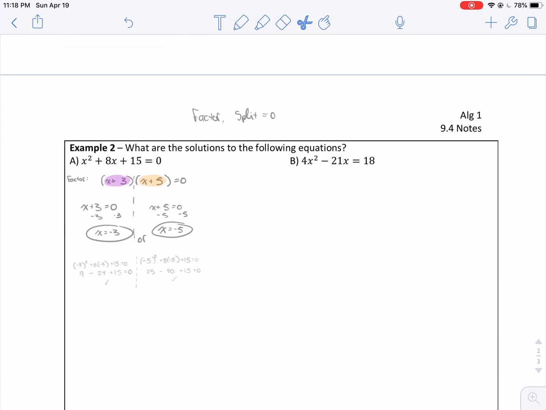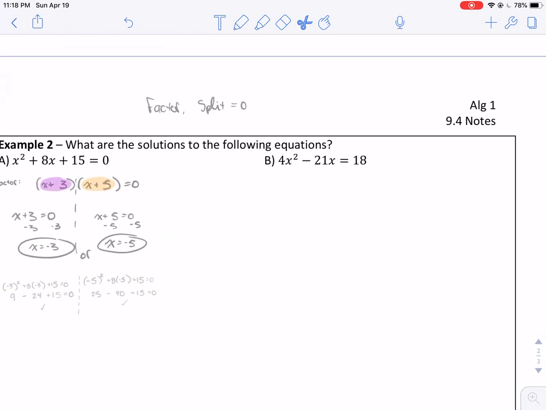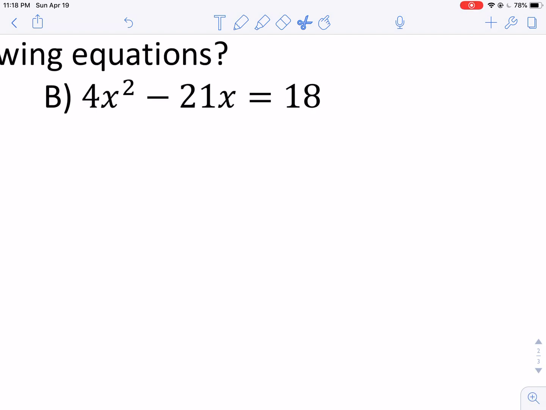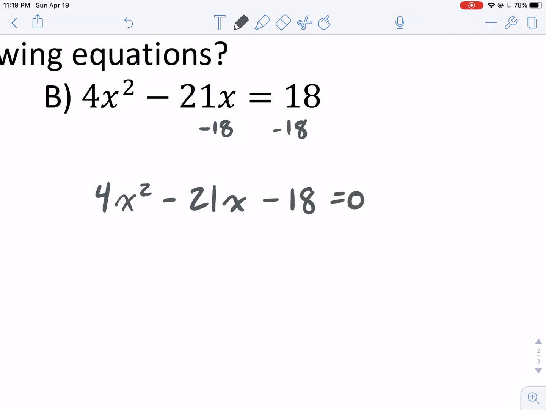Now for our last one, again, we're going to factor and split it up. Oh, but first we need to get everything on the same side. We want to make it so it's equal to 0. So let's subtract 18 from each side. That'll give us 4x squared minus 21x minus 18 equals 0. Okay, cool. Now we want to factor this.